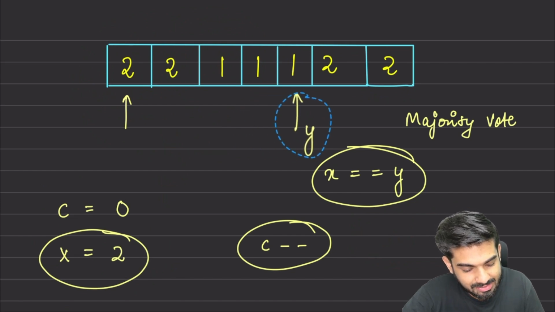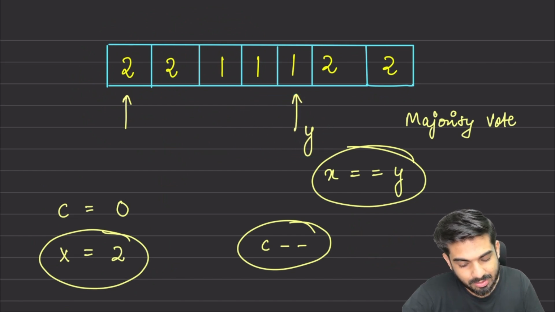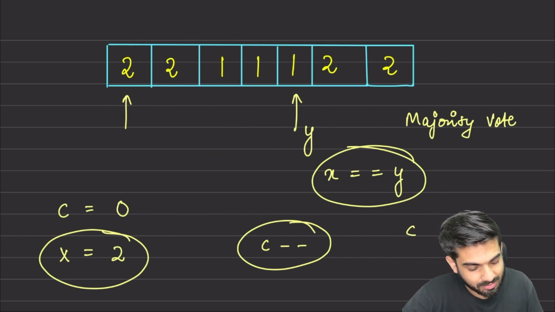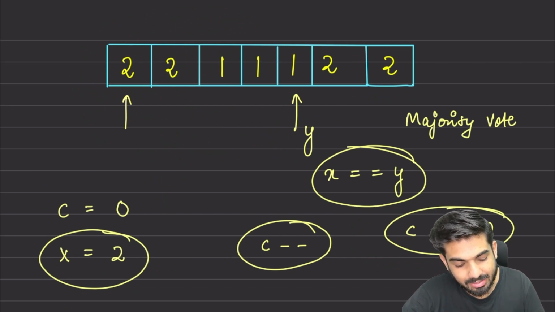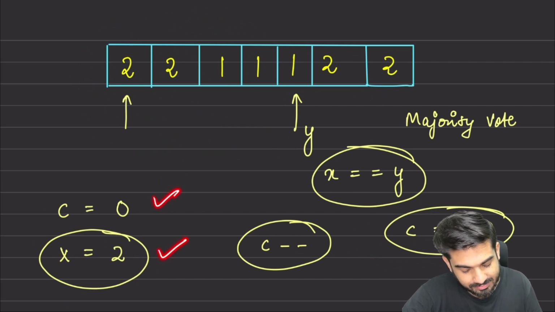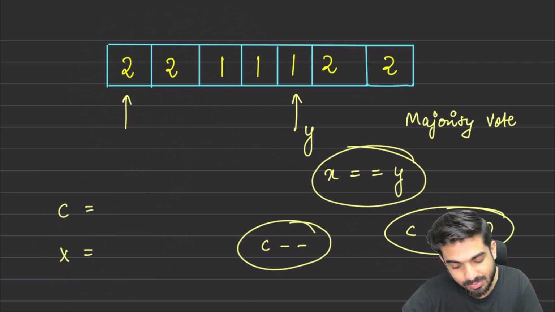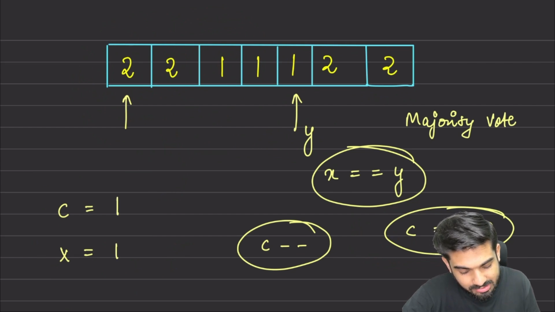Once you go to the next element and you see that the frequency, or the C value, is 0, what do you think I'll try to do? Since this value is 0, I'll update it. I'll update the value of X as well as the value of C here. And what will these values be? The C value will become 1 and the X value will become the current Y value, which is also 1.